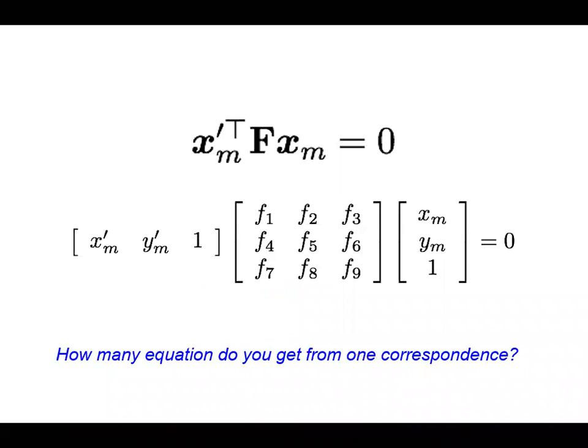But the question now, how many equations do you get from one correspondence? With this equation, if you do the multiplication, from this x and y, you will get just one equation. So basically, for each correspondence, you will get just one equation. And since we need 8 equations, we need 8 correspondences.